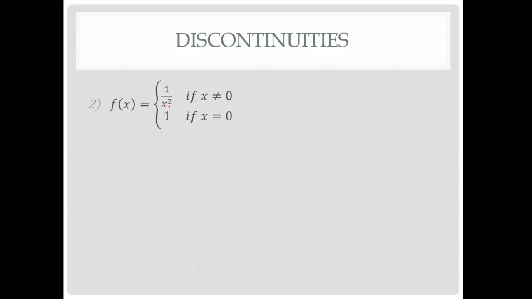Because this is a piecewise function, I need to check the domain of each piece. The bottom piece I'm not worried about. The bottom piece is f of x, or y, equals 1. That's just a constant function. That has no domain problems. The top piece, however, is f of x equals 1 over x squared. And since that's a rational function, I need to examine wherever the denominator is equal to 0. Well, that happens at x equals 0. So I should be looking at x equals 0.